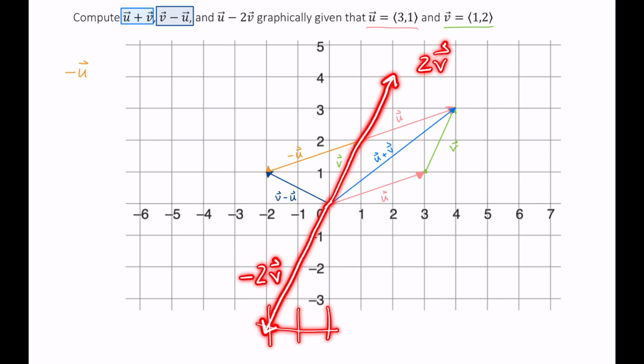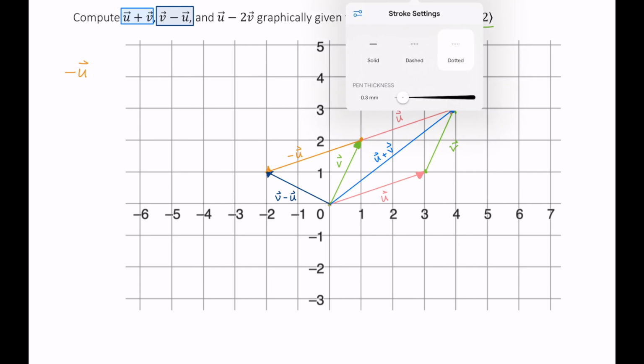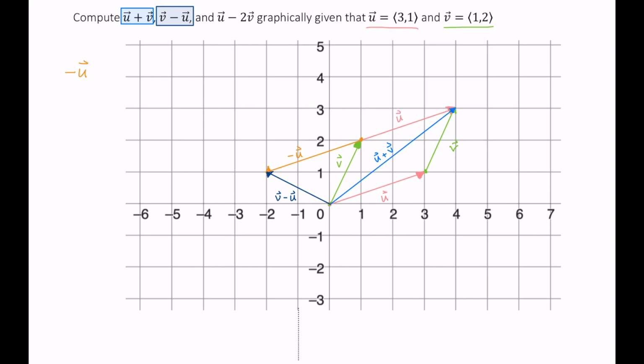So all I need to do is attach minus 2v to this tip here. So I'm going to go ahead and sketch it. But before I do, I'm going to extend my grid a bit. There we are. I extended my grid. And I'm going to just go ahead and sketch. Here is negative v. Here's negative v. And remember, I need negative 2v, so I need to do this again. There we are. So this is negative 2v.